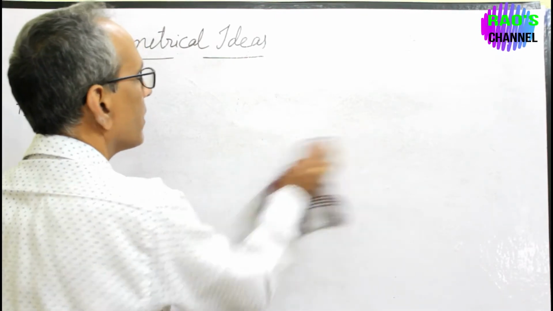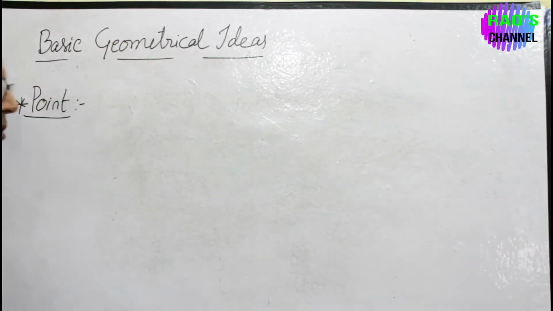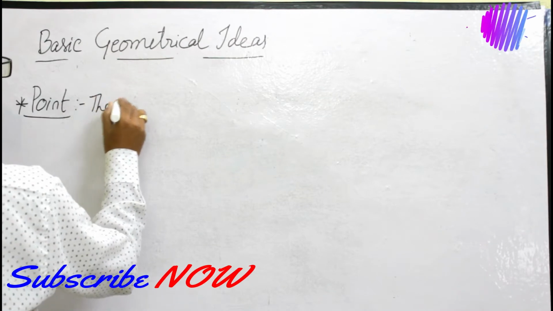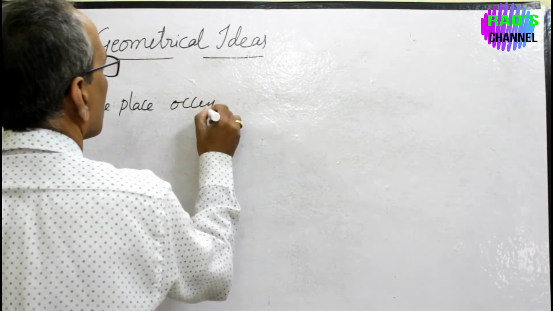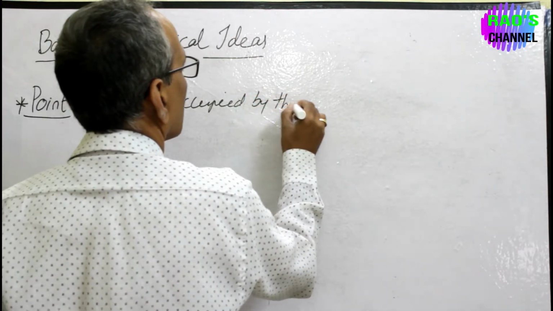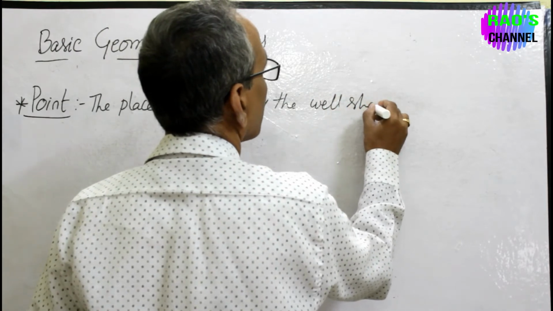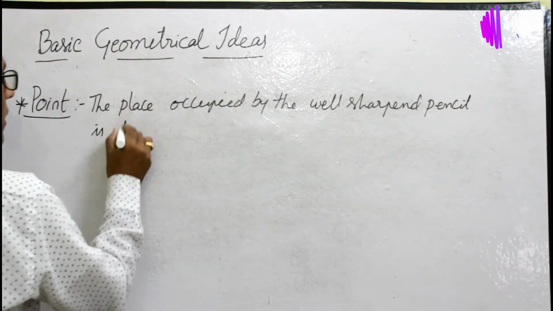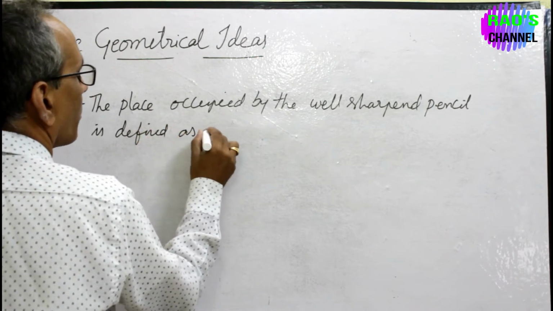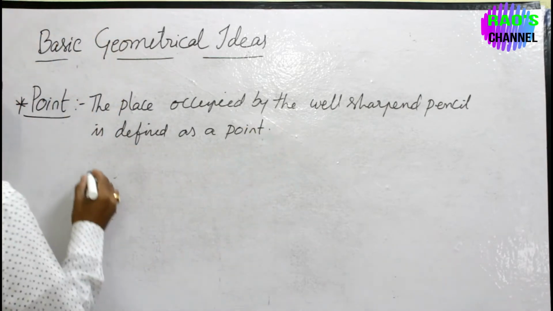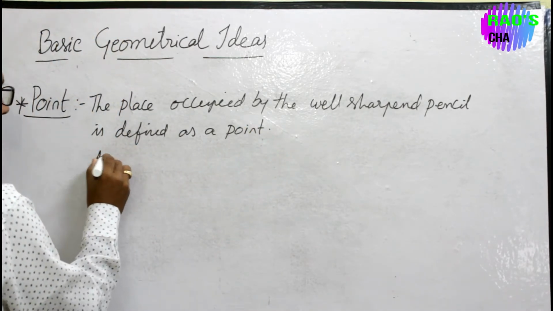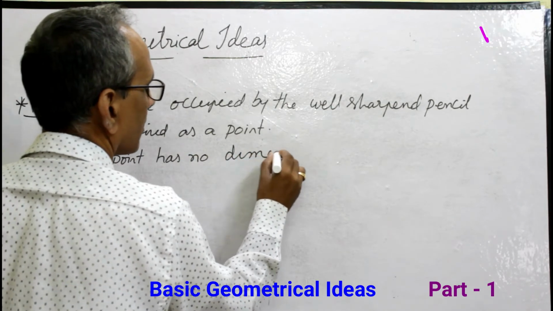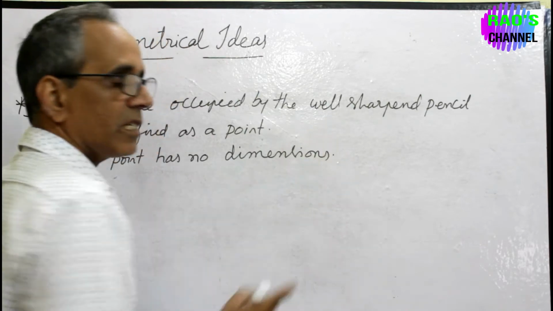So we define the term. Of course, the tip of the pencil gives the idea about the point that we write here. The place occupied by a well sharpened pencil, not any pencil, is defined as a point. And the point we can derive out of this is that a point has no dimensions. When you measure it, it's not a point.